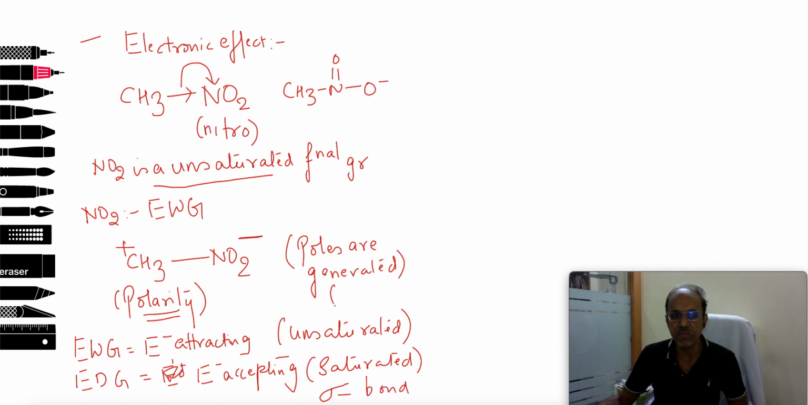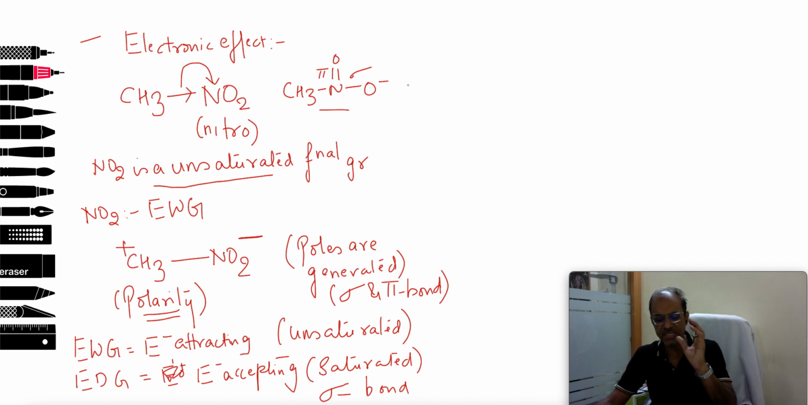This will contain both sigma and pi bond, but pi bond is a compulsion, as we have seen here. This is the sigma bond and this happens to be the pi bond. So two poles are generated, therefore it is known as polarity. Now, this is known as electronic effect.